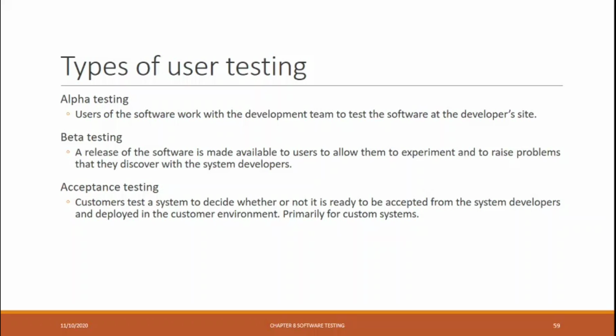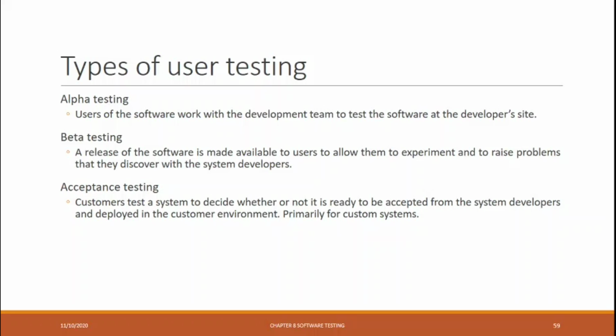Beta testing is where a release of the software is made available to the users to allow them to experiment and raise problems that they discover with the system developers. So the user will make use of the software, give proper input, and find any problems in the system. That is called beta testing. Acceptance testing is where the customer tests a system to decide whether or not it is ready to be accepted from the system developers.